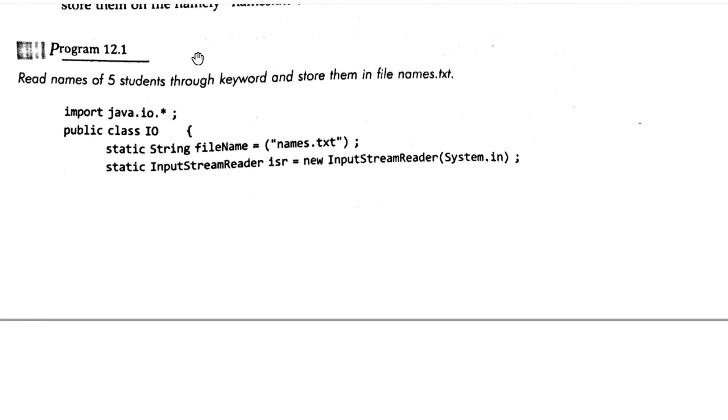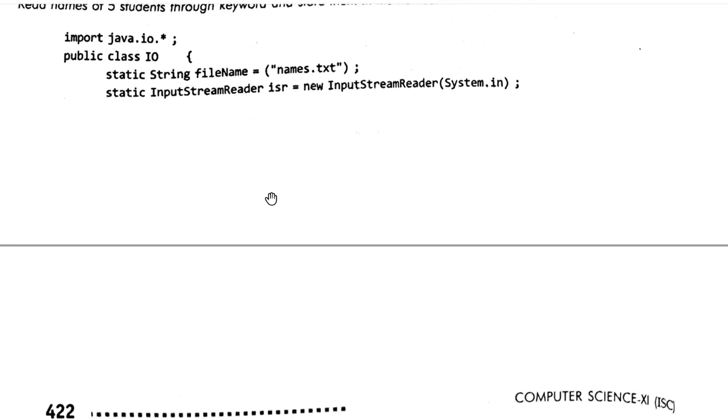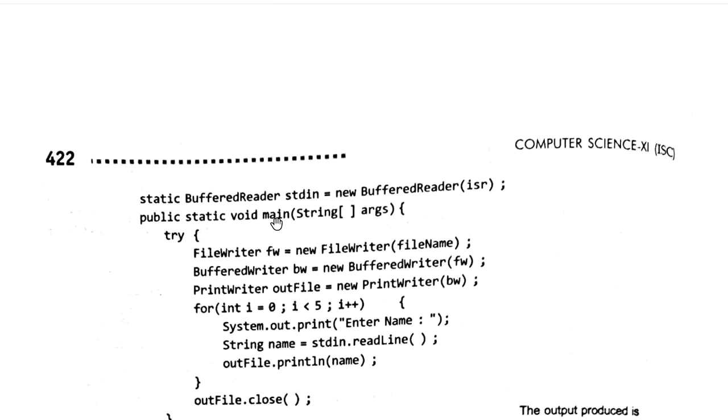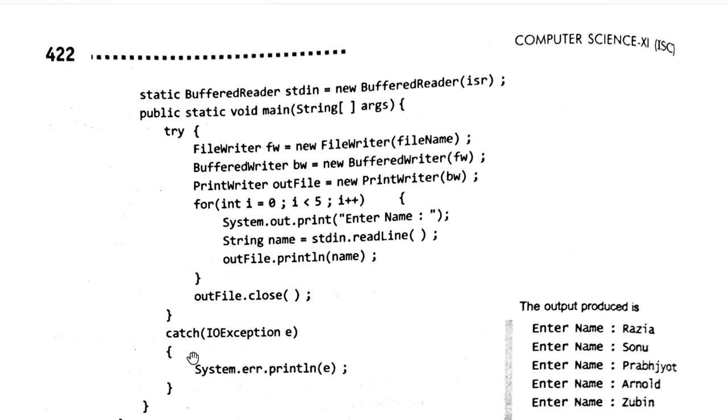This is the sample code. import java.io.* to include the IO package in the program. Then this is the class. This is the string variable to store the name of the text file, names.txt. Then InputStreamReader and BufferedReader are used for keyboard input. The main function, try block, catch block.